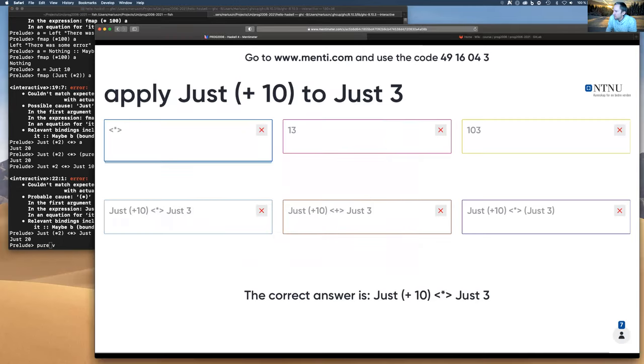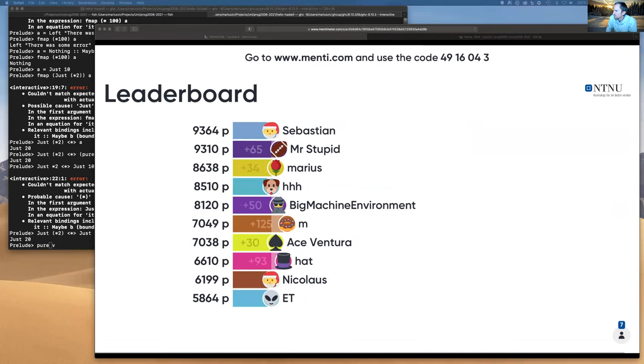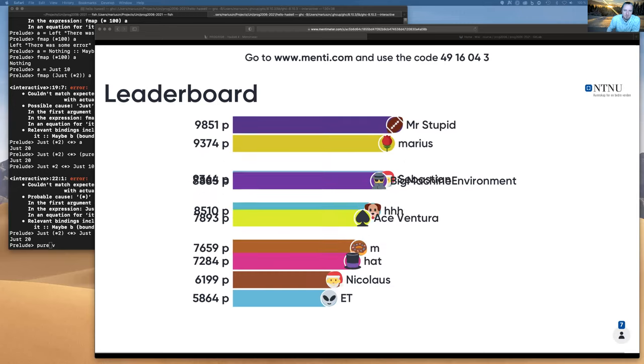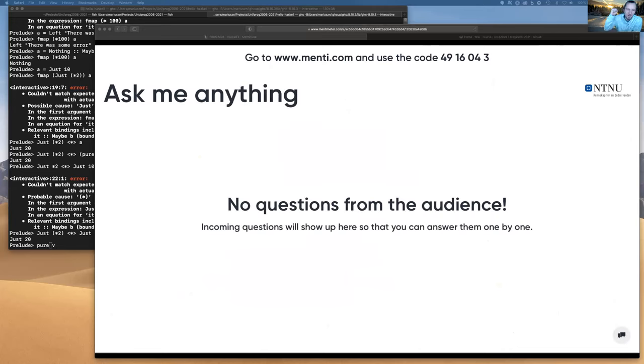All right, so what's left? We have a leaderboard. Yeah, nice. So there was some reshuffling of the leaderboard, and Mr. Stupid won. It's not so stupid after all, right? Great, congratulations. And we managed 10 o'clock, and we managed to get to my final slide and Menti. So we're just right on time. I'm pretty happy with that.